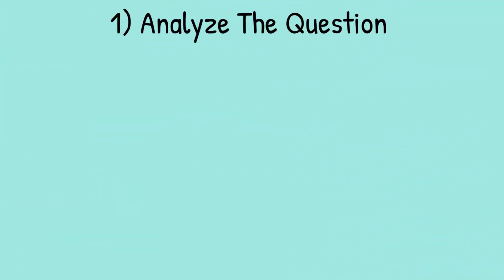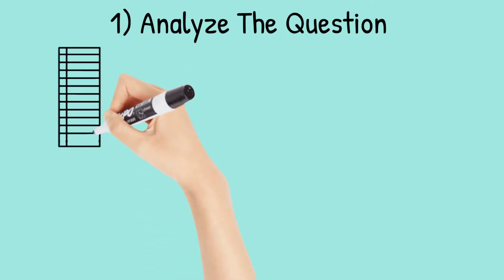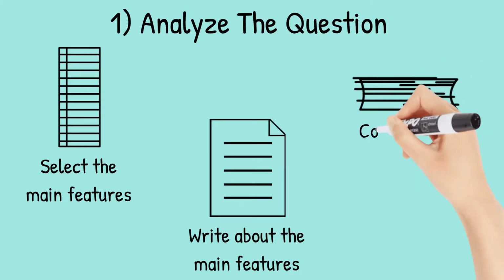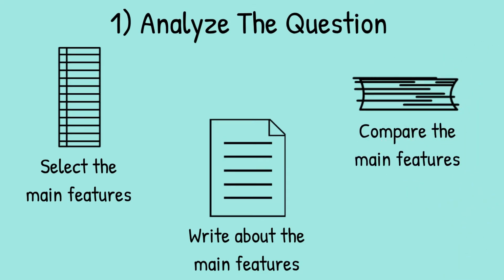Sentence 2 tells you what you have to do. You must do 3 things. Select the main features, write about the main features, and compare the main features. All 3 tasks refer to the main features of the graphic. You do not have to write about everything. Just pick out 2 or 3 key features and you will have plenty to write about.